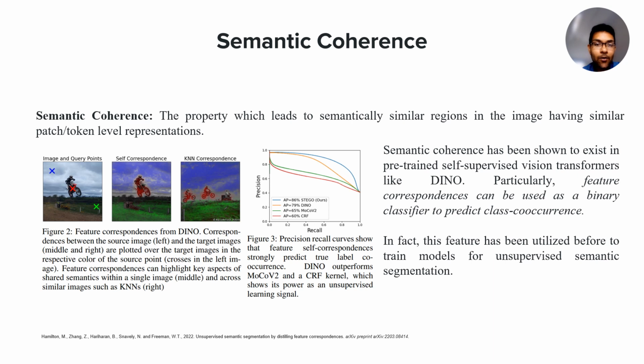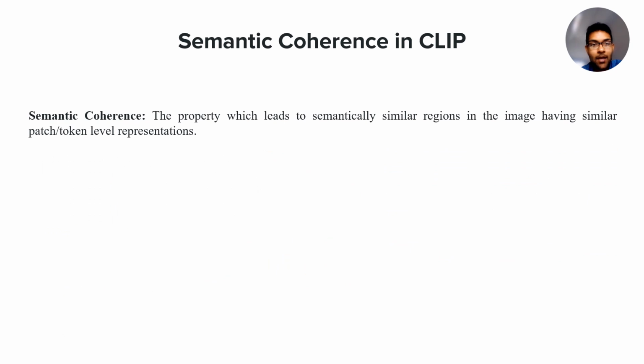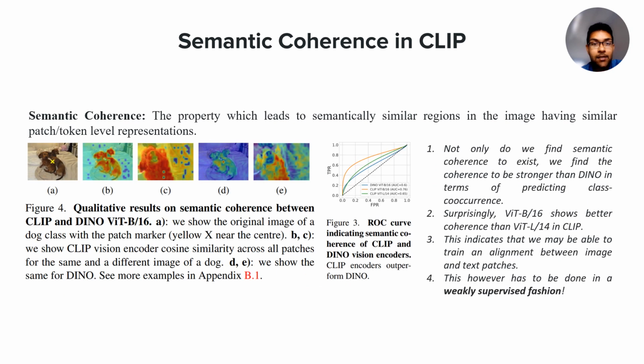To check for semantic coherence, we use the cosine similarities between patch tokens obtained from within an image as well as across images and use the similarity as a binary classifier to identify if the tokens represent the same concept. Our results are encouraging. As it turns out, we find that CLIP can actually outperform Dino on semantic coherence and hence can indeed leverage the patch tokens from a pre-trained vision encoder of CLIP.